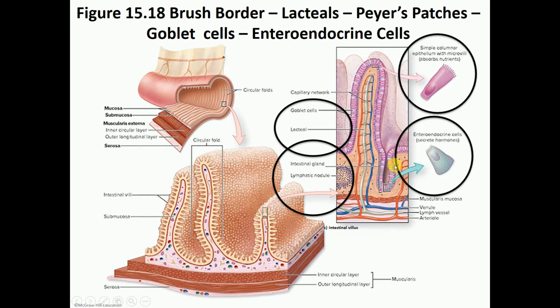You can also find a couple of other cells, for example, enteroendocrine cells, and those secrete all of the hormones that come out of the small intestine. And you could find scattered goblet cells that make mucus. So any goblet cells that are found anywhere within the body would make mucus.